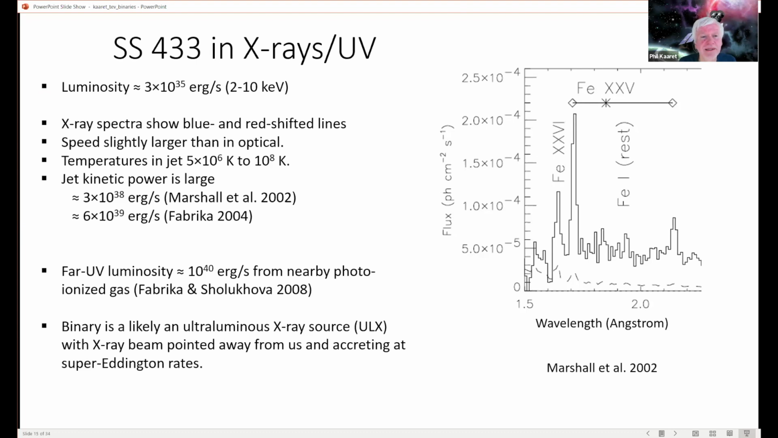And the kinetic power estimated from the jet is large. Herman estimates it about 3 × 10^38. Fabrika estimates it even higher, about 6 × 10^39. And the far UV luminosity, if you look at photoionized gas nearby and estimate how luminous the central source has to be, there's an estimate that the far UV luminosity is about 10^40. So the binary is likely an ultraluminous X-ray source with an X-ray beam pointed away from us and accreting at super-Eddington rates.